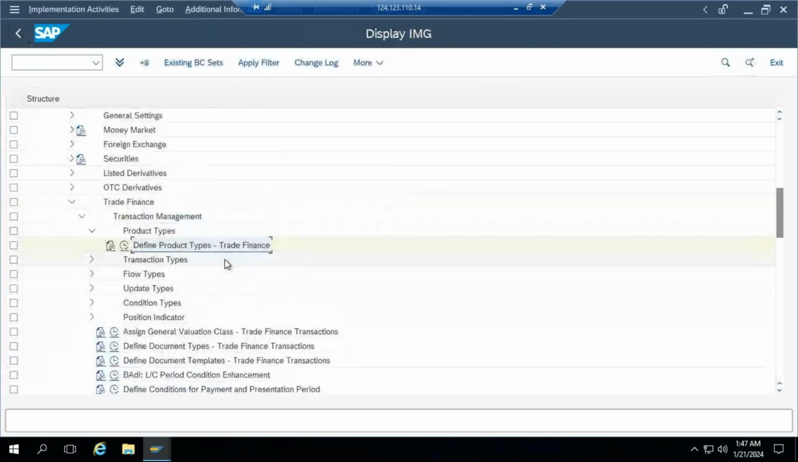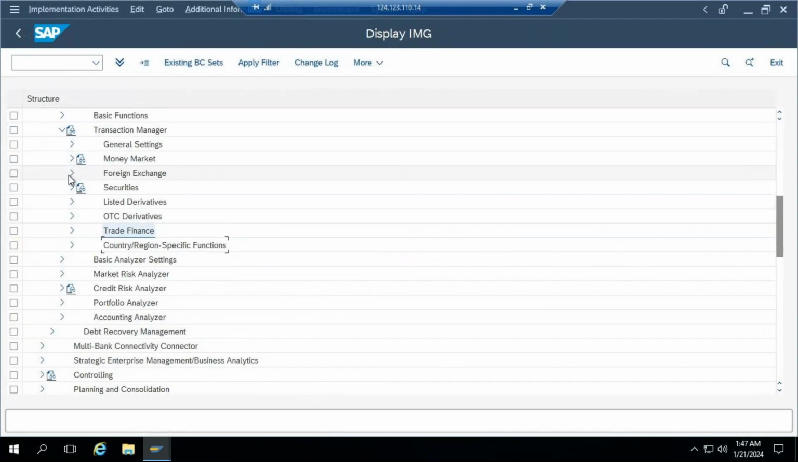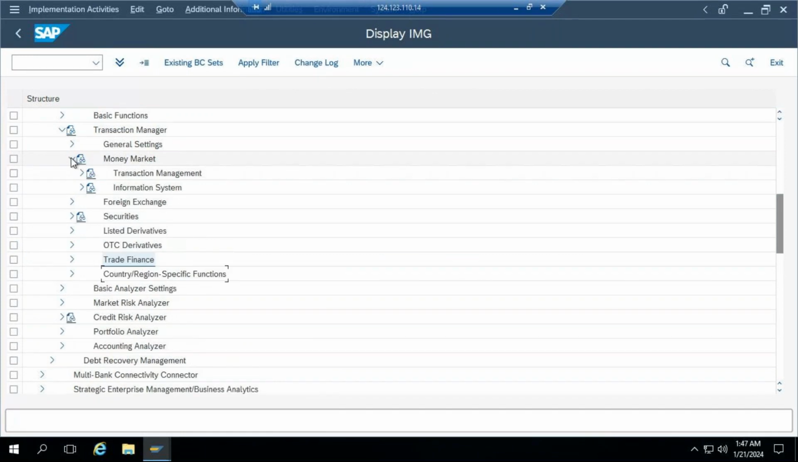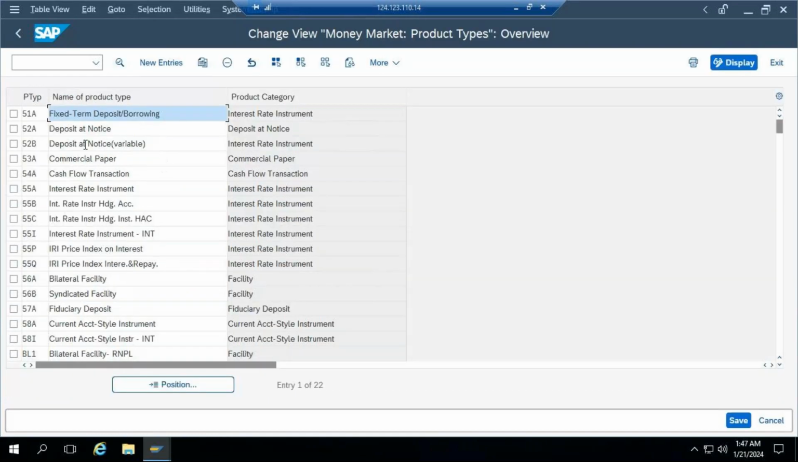So you can see there are different product groups, trade finance, money market. When you're talking about the money market, we talk about different instruments which are sold by financial institutions like banks. Inside that you can see product type. Product type talks about the different financial instruments. For example, you can see here 51 May, it's a product type, a financial instrument which talks about fixed deposits.